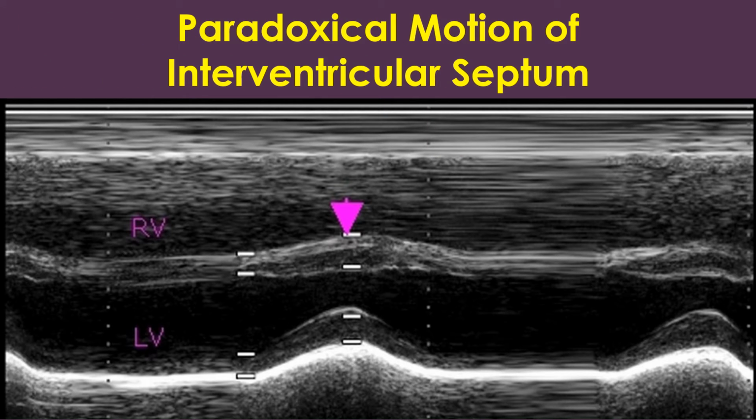Here the septum moves away from the posterior wall in systole. This is paradoxical septal motion marked by pink arrow. This occurs in situations of right ventricular volume overload like atrial septal defect and severe tricuspid regurgitation.